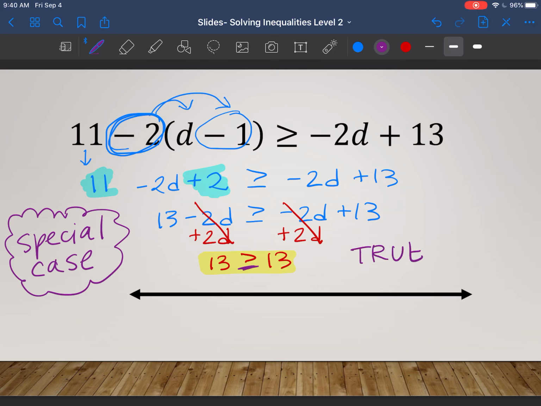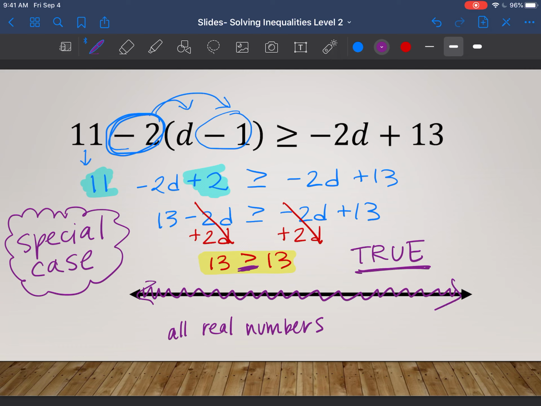If that line wasn't underneath the inequality, that would be false because 13 is not greater than 13, it's equal to. And so the line here saves it. And so because this is true, our solution is all real numbers. If it were false, we would say no solution. So true means all real numbers, and so I'm shading the entire number line. We can use the fancy R for our solution, or you can write it out.